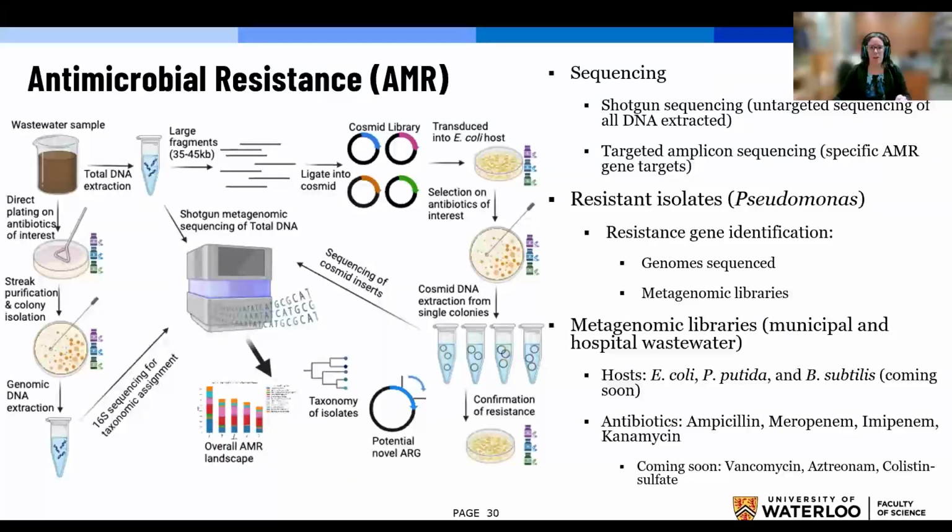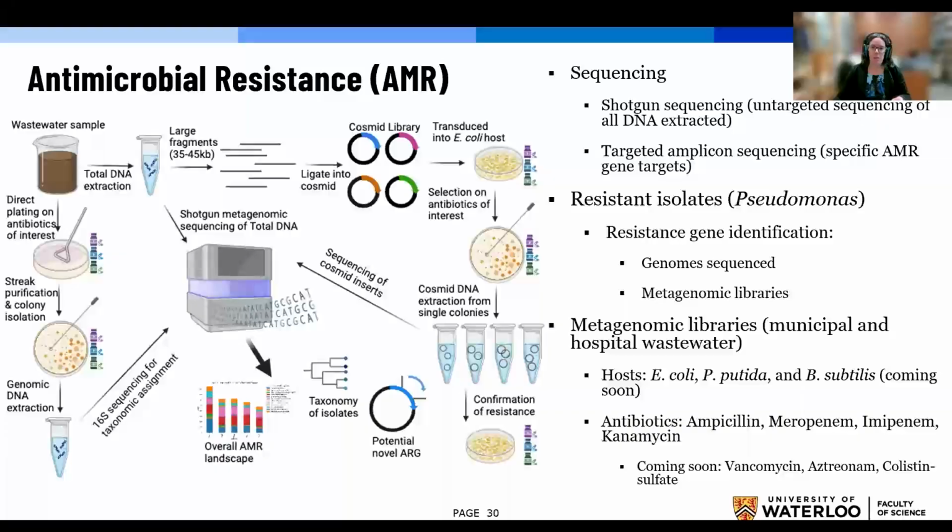Then we plate this library onto antibiotics of interest. We started with ampicillin, meropenem, imipenem, and kanamycin, and are still working on assays for vancomycin, aztreonam, and colistin sulfate. Colonies that pop up on these plates are then carrying a cosmid with a wastewater DNA fragment that is able to confer that antibiotic resistance to the host, which we then sequence for characterization.